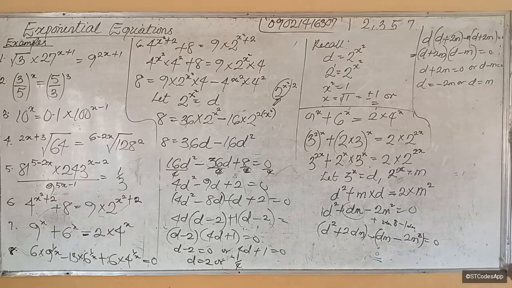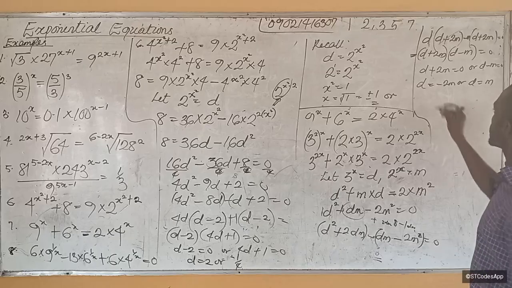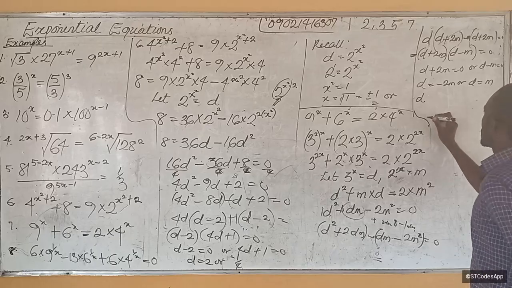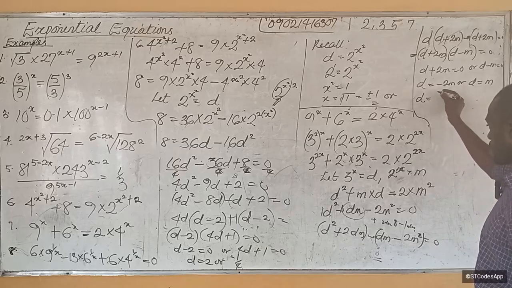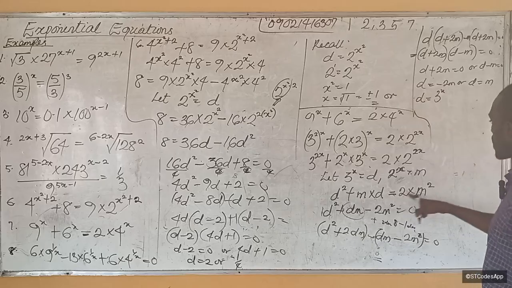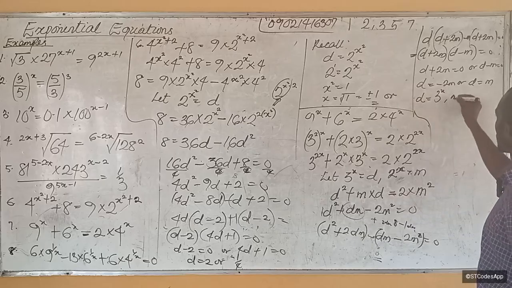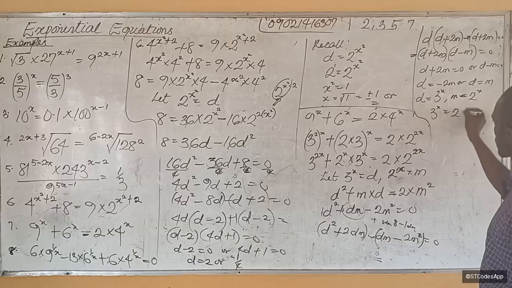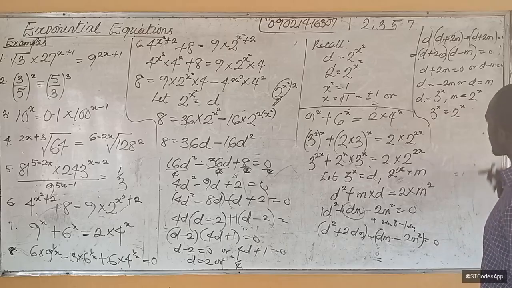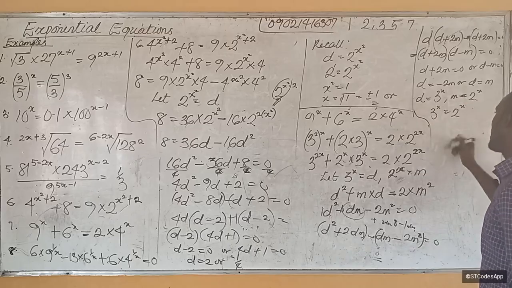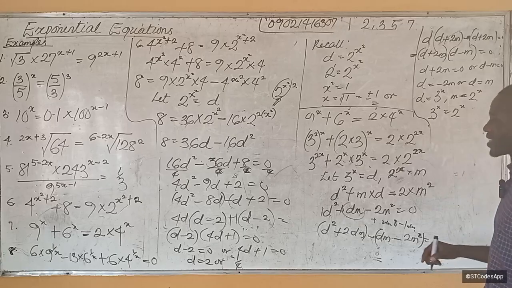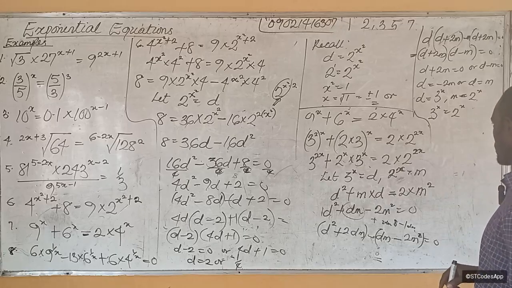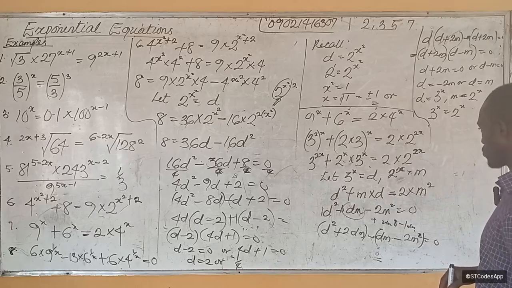So where d is m, what is d? D is 3 raised by x and m is 3 raised by x. So in this case, you say that 3 raised by x is equal to 3 raised by x. If these bases are the same, then the powers are the same, but 3 is not 2, right? 3 is not 2.